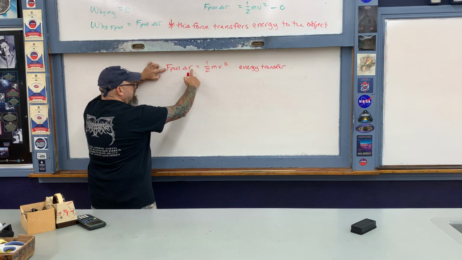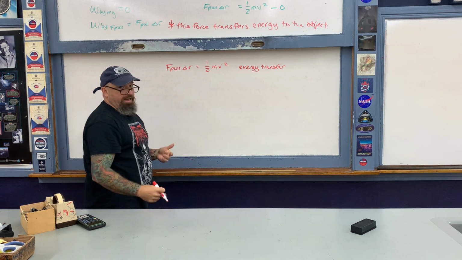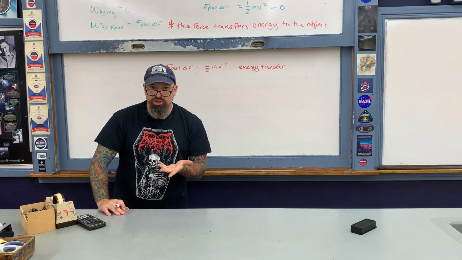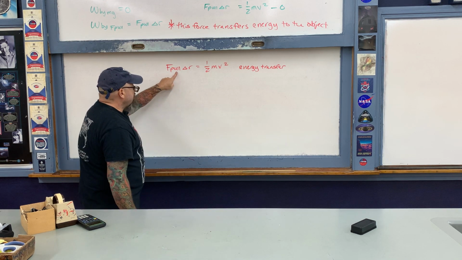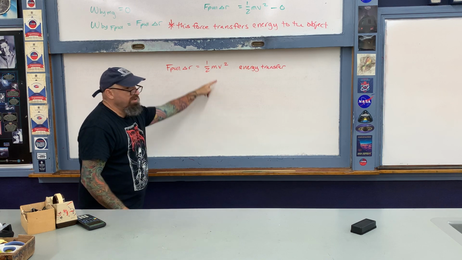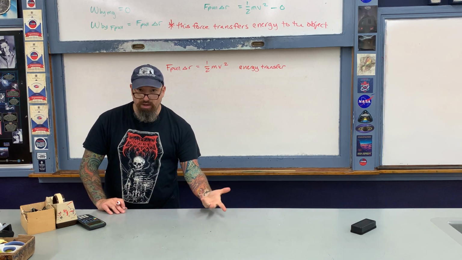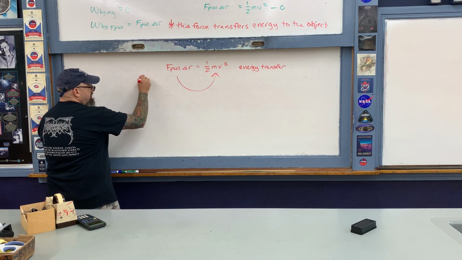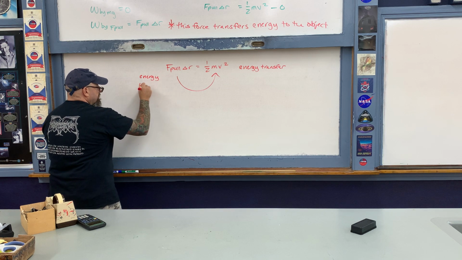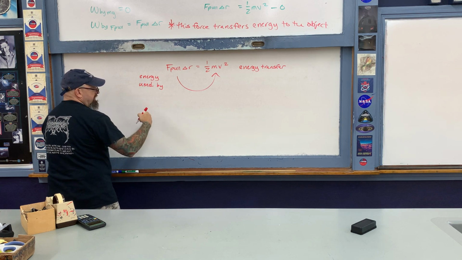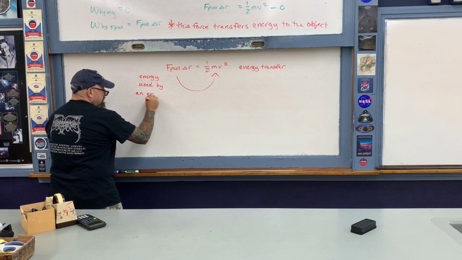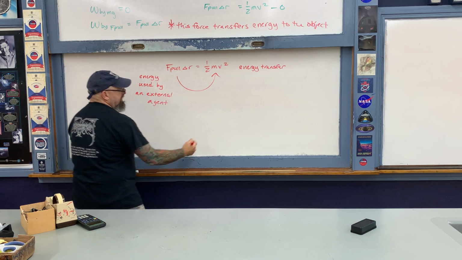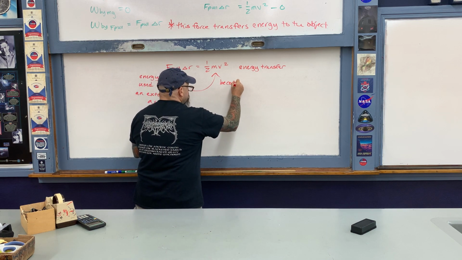Now, this is the work that is done by the external agent, the work that is done by me. This is therefore equal to the energy that I use. The energy that I use to do this work becomes the kinetic energy of the eraser when I let go of it. So think of it this way, this becomes this. This is the energy used by me. We just generically say the energy used by an external agent. And that then becomes the kinetic energy of the object.